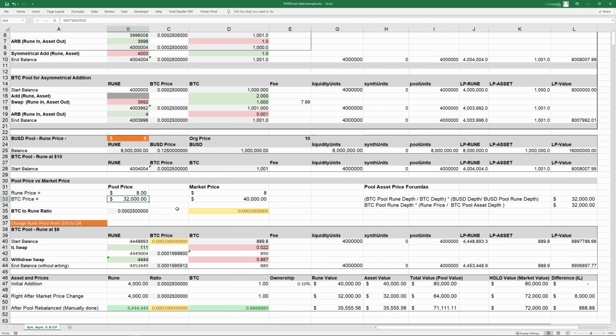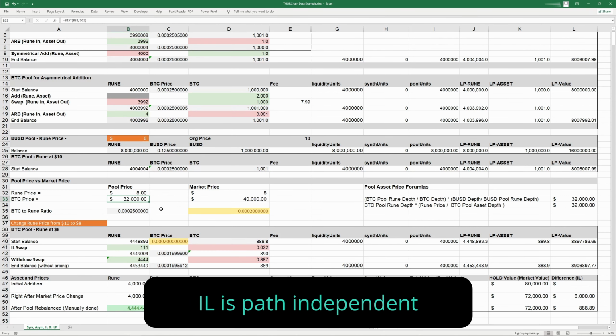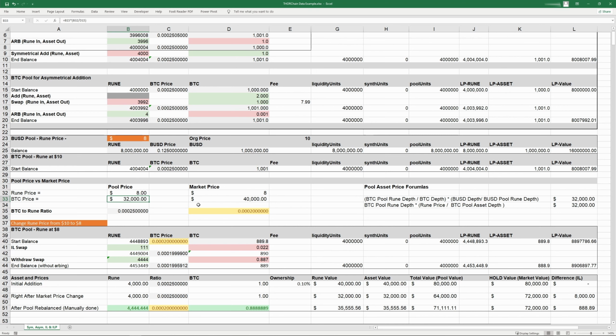So this is where you have impermanent loss being path independent. In other words, it doesn't matter what, they're completely irrespective of ARBs, because ARBs follow a different path, and a different path for ARBs will yield a different result. Impermanent loss is path independent because it's direct to path. It just goes straight from one point to another. In other words, you instantly get impermanent loss when the price changes because of the pool ratio change.